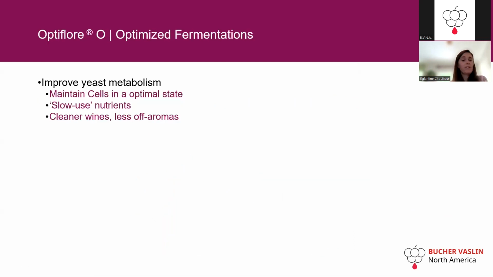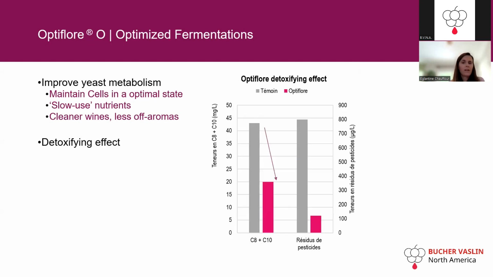Okay, so another point is that Optiflor O will really help optimize fermentation. It improves yeast metabolism. It really maintains the cells in the optimal state. It's a slow use nutrient, so the yeast will assimilate it, store it in the vacuole, use it as she needs, and it is a direct building block of protein. It really leads to cleaner wines with less off aromas, less stress. It's also having a detoxifying effect.